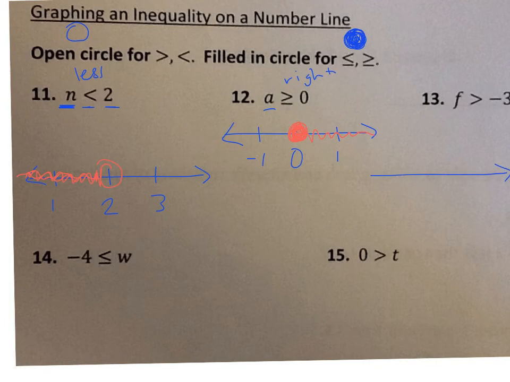And number 13, if we read it, it says all numbers greater than -3. So we have -3, one more is -2, one less is -4. It's just greater than, so we're going to have an open circle, and greater than goes to the right, so we shade to the right. So -2, -1, 0, 1, and all the positives are greater than -3. Pause the video and do 14 and 15.